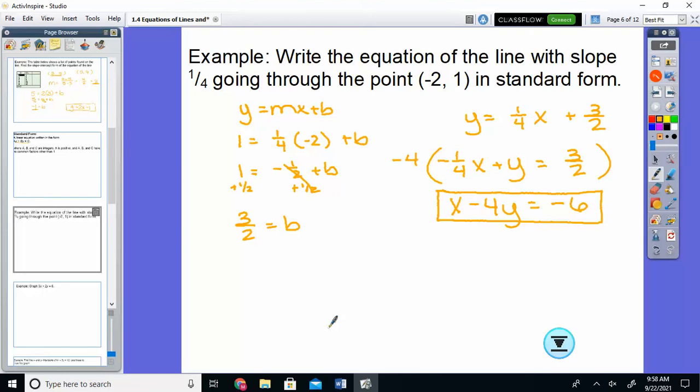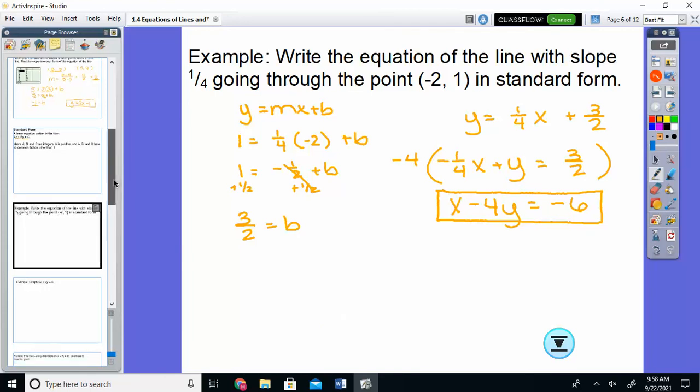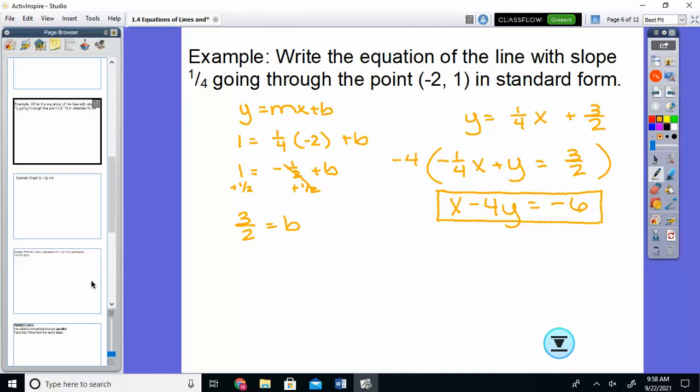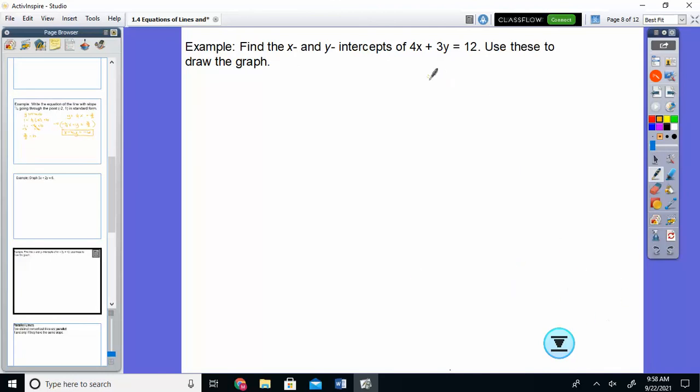How much of this do you guys remember? Are we okay with that example? I want you guys to do this next problem. It's kind of a review from yesterday and the day before. I want you to draw me a graph using the x and y intercepts. So I want you to find the x-intercept and the y-intercept and then draw the graph for me.